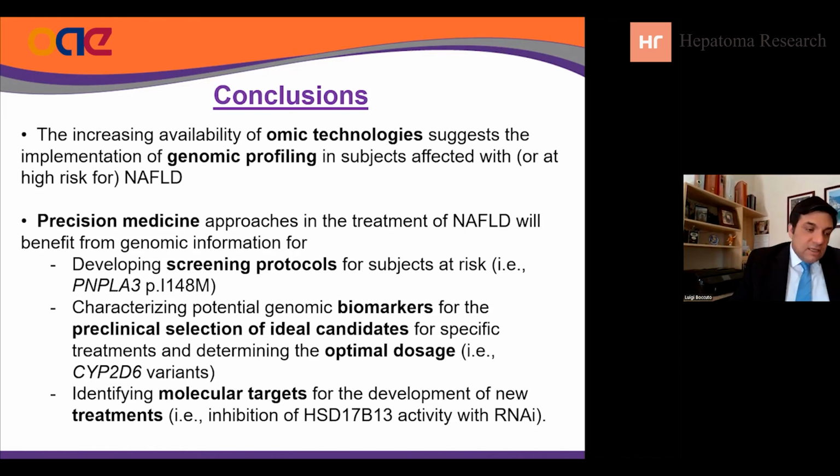So as you can see, the genetic factors are playing a very important role in the pathogenesis of NAFLD, but they're also providing us with very powerful tools for the management of this disorder.